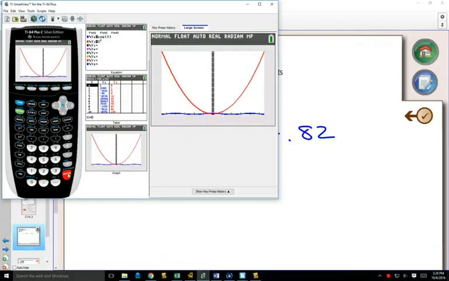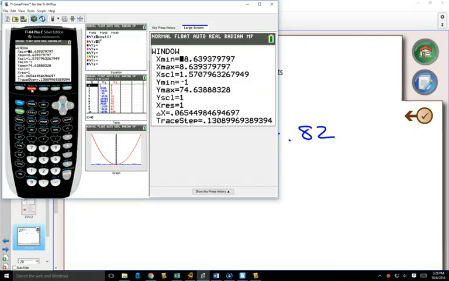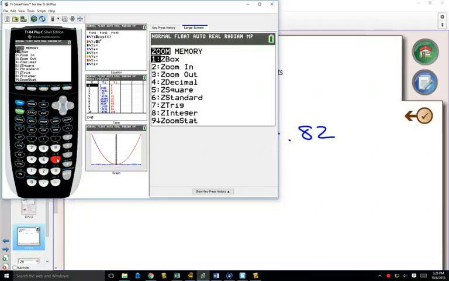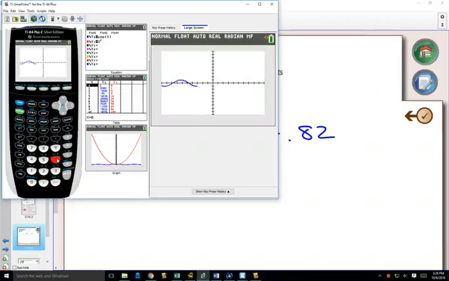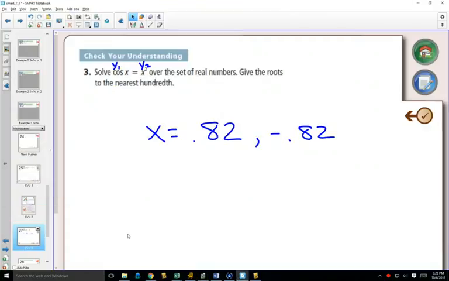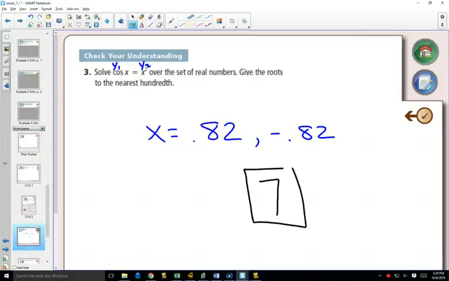In fact, if you want to see what they decided to use for their window, you can hit the window button. And they thought it would be nice for the y-axis to go from -1 to 74.6. Don't know why. So zoom fit tries to make it as nice as possible, but sometimes it's not the greatest. Probably in this one, zoom 6, our standard window, gives us a nice window where we can see the solution. After that, sometimes you might want to zoom in. Sometimes you might want to hit your window and just make adjustments according to what you see. Okay, the question you can do for this one, if you want to practice your calculators, is number 7.